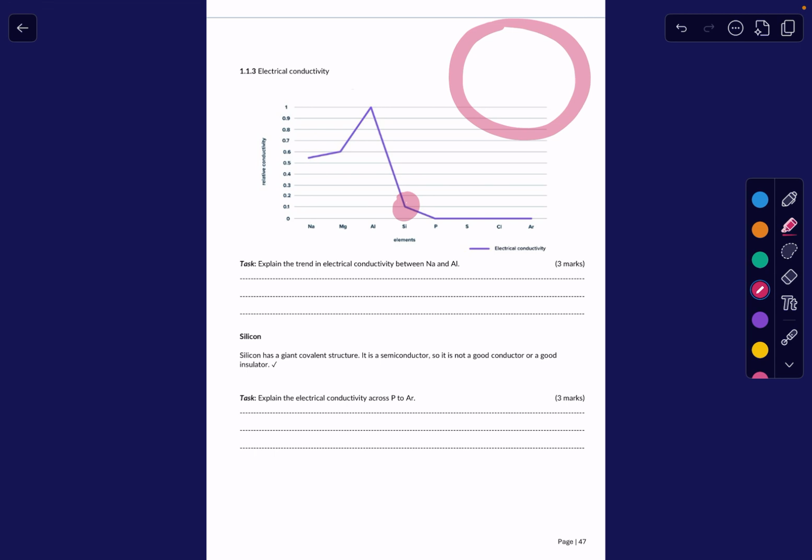And then lastly, phosphorus, sulfur, chlorine, and argon don't conduct electricity. Can you tell me what is the difference between these and this? And then finally, why doesn't it conduct electricity? Why don't any of those conduct electricity? That's as simple as it is.